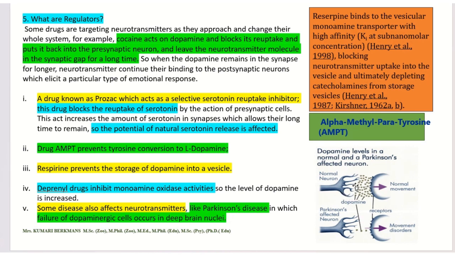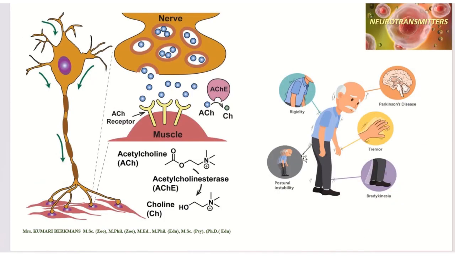The normal secretion of dopamine occurs, and it moves from one side to another. This is a normal neuron which secretes dopamine. But in Parkinson disease, the neurotransmitters are affected and the release of dopamine is very, very less. And how does this Parkinson disease appear? You can see here the postural instability.